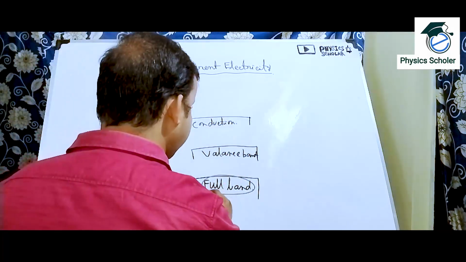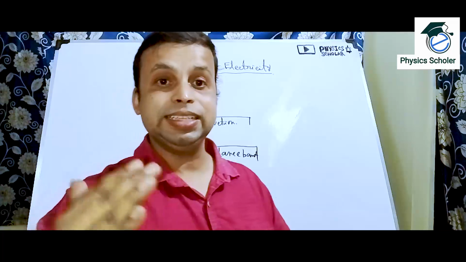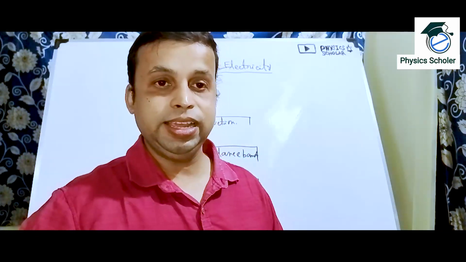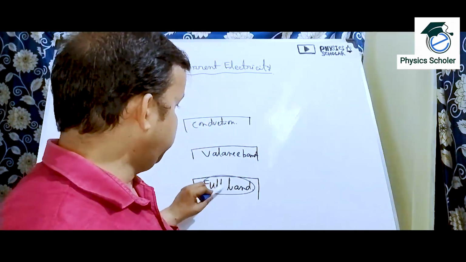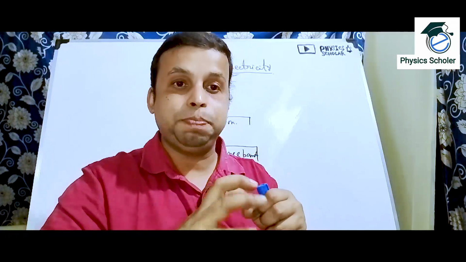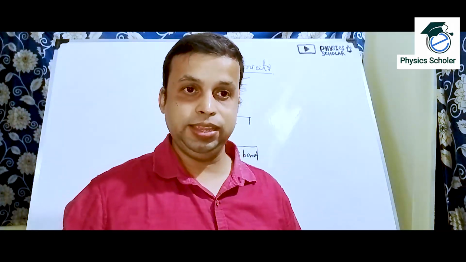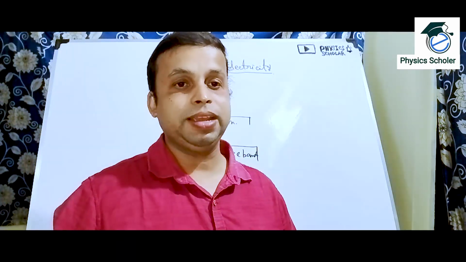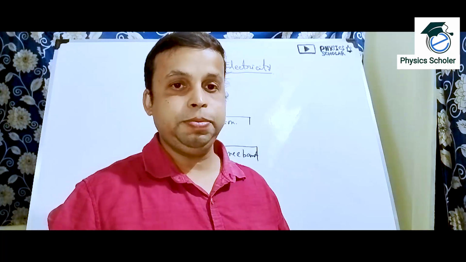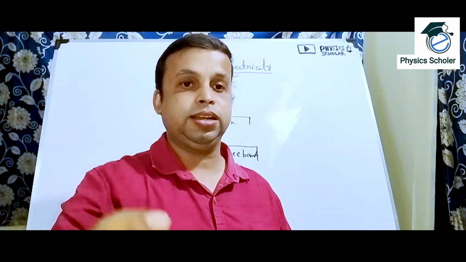So in the full band, what has happened? There are three layers of electrons in any material. In the full band, the electrons are tightly packed with the nucleus, which means they cannot take part in any chemical reactions. It is very difficult to take the electrons out from their orbit.